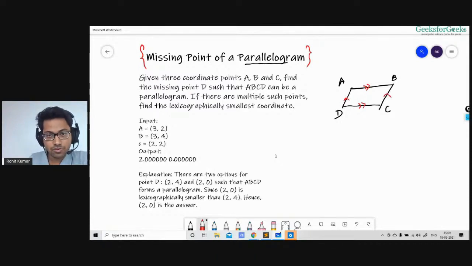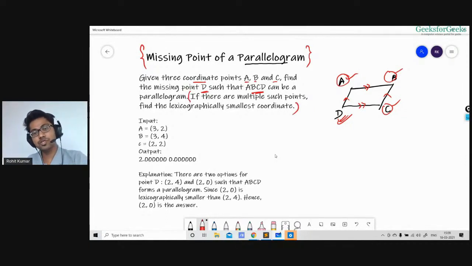Now let me read out the question for you. Given three coordinates, points A, B, and C, we need to find the missing point D. So basically out of these four coordinates, three are given, A, B, and C, and we need to find out the missing point D such that ABCD can be a parallelogram. There is one more very important thing to notice in this question, the last line: if there are multiple such points, find the lexicographically smallest coordinate.